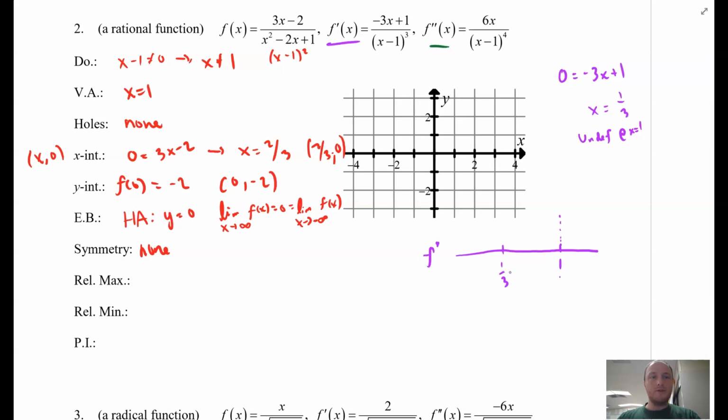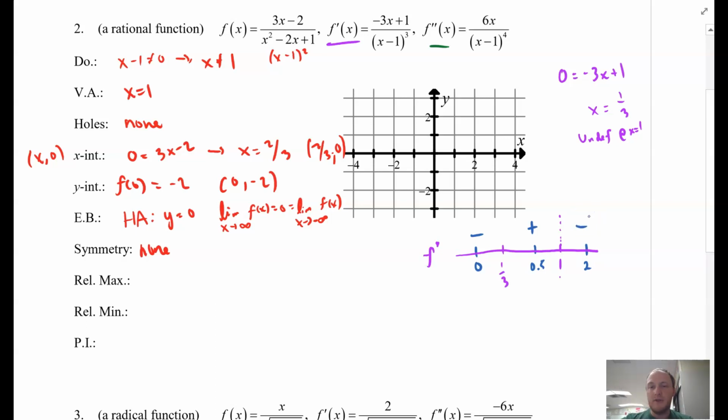Okay, so we'll do some sign analysis, and we'll test some values. I can plug in 0 into my f prime, and this gives me 1 over negative 1, so we're decreasing on that interval. If I plug in 0.5 here, that will give us a negative over a negative. Okay, so that's positive. And then over here, I can plug in something such as 2. That will give us a negative over a positive, and that's negative.